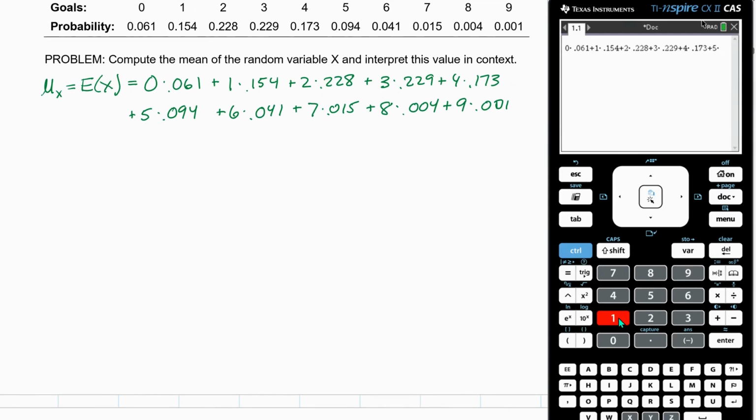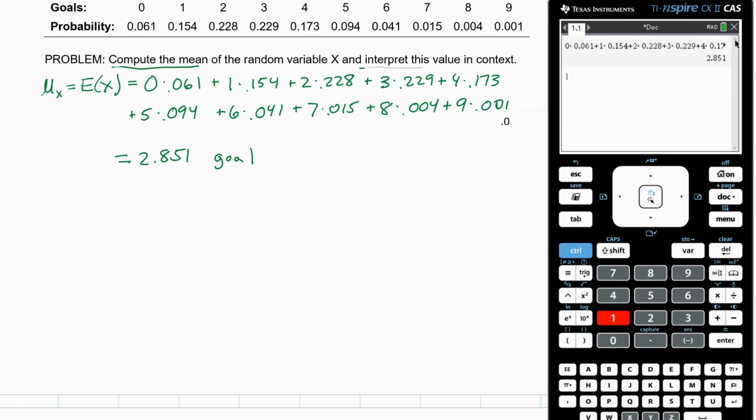Oops. Need to go back and be in the calculator when I hit these buttons. There we go. 6 goals. 7 goals. 8 goals. And then 9 goals. And we get that value ends up being 2.851. The units here are goals, and that is the computing.